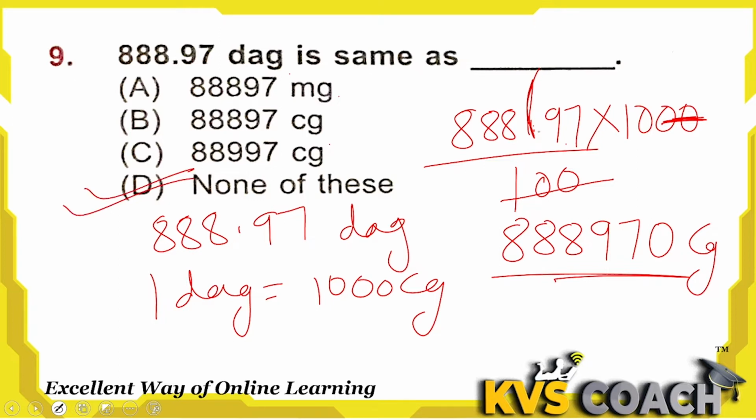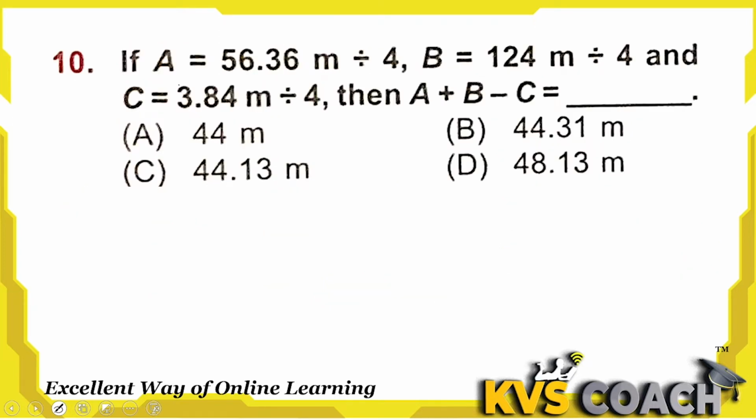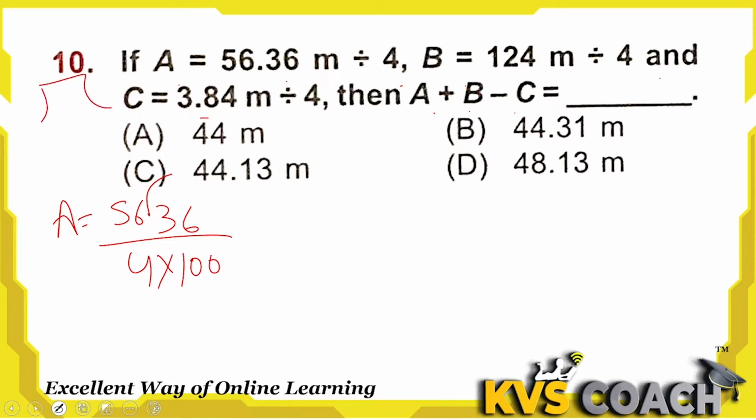9 ka D. Next is, if A is equal to this meter divided by 4, B this meter divided by 4 and C this meter divided by 4, then A plus B minus C is equal to, look, A is equal to 56.36 divided by 4. I am removing the decimal here, that will be 100 now. I am going to cut this by 4 because it can be divided by 4. You can check this.